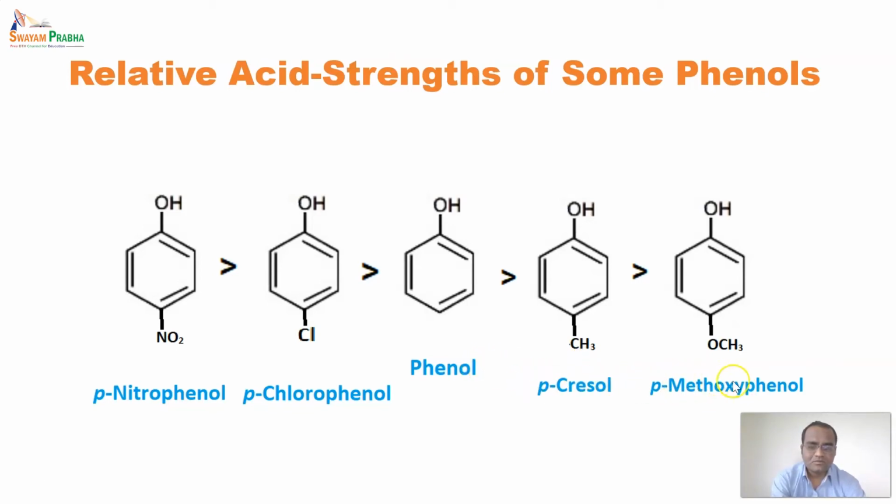So the least acidic is paramethoxyphenol. This can also be distinguished between the CH3 alkyl group and the methoxy group. The methyl group, we can say, has a little bit more acidic power compared to paramethoxyphenol. Both of these groups are electron donating groups, and they are less acidic compared to phenol. So these are some representative structures.